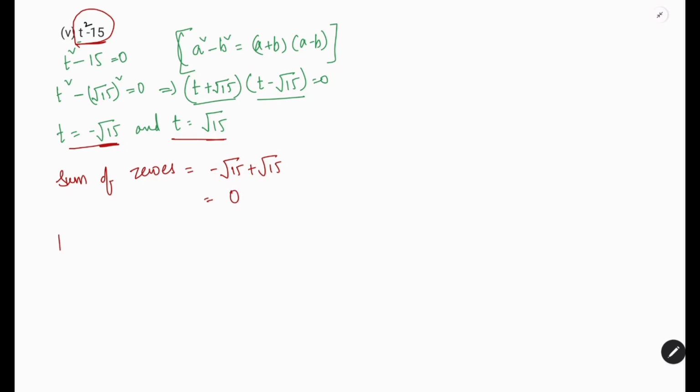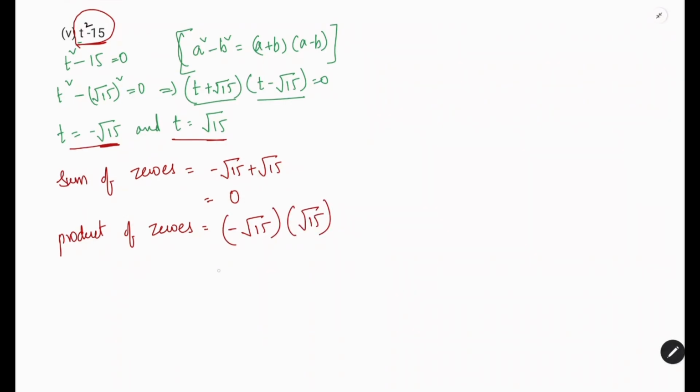Now product of zeros equals minus root 15 into root 15. Now this will be minus 15. Okay, now t square minus 0t minus 15 equals 0.